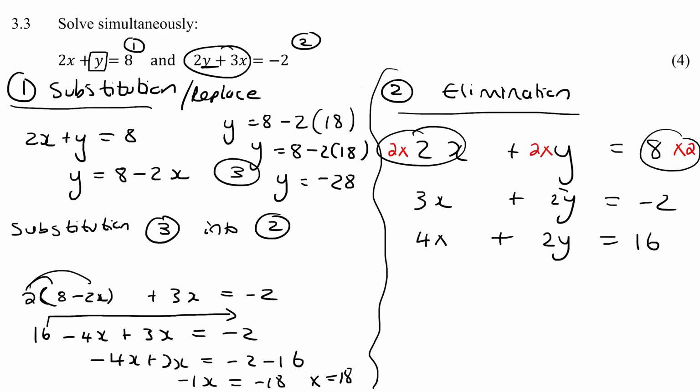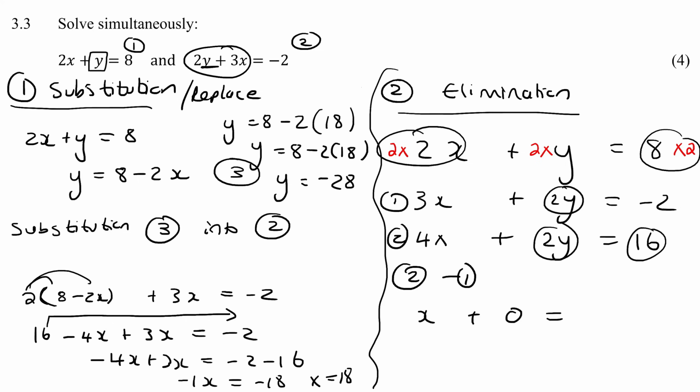Now that these two are the same, I can subtract these two equations. You could say this one minus this one, or the other way around. It doesn't really matter. If I call this equation 2 and this equation 1, I'm going to take equation 2 minus equation 1. So what is 4x minus 3x? That just gives you x. And what is 2y minus 2y? 0. And what is 16? Be careful now. What is 16 minus minus 2? It actually becomes 16 plus 2, because 2 minuses make a positive. So you end up saying 16 plus 2, and so x is 18, just like we got over there.